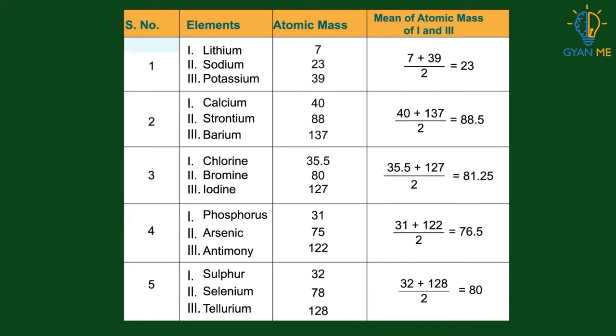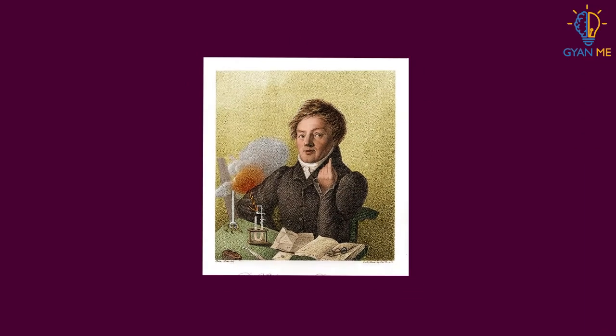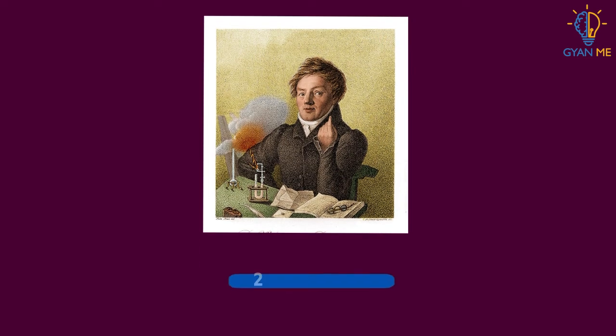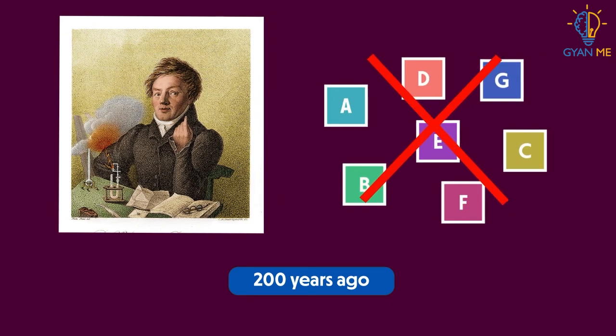Thus, Dobereiner discovered 5 such triads, in which he observed that if these 3 elements were arranged in their ascending order, then the atomic mass of the atom in the middle would be equal to the mean of the atomic masses of the other 2 elements. So you can ask, what is the big deal here? Well, it was a big deal at that point of time. We have to consider that all these attempts were made 200 years ago, when not much of science was developed and not many elements were known.